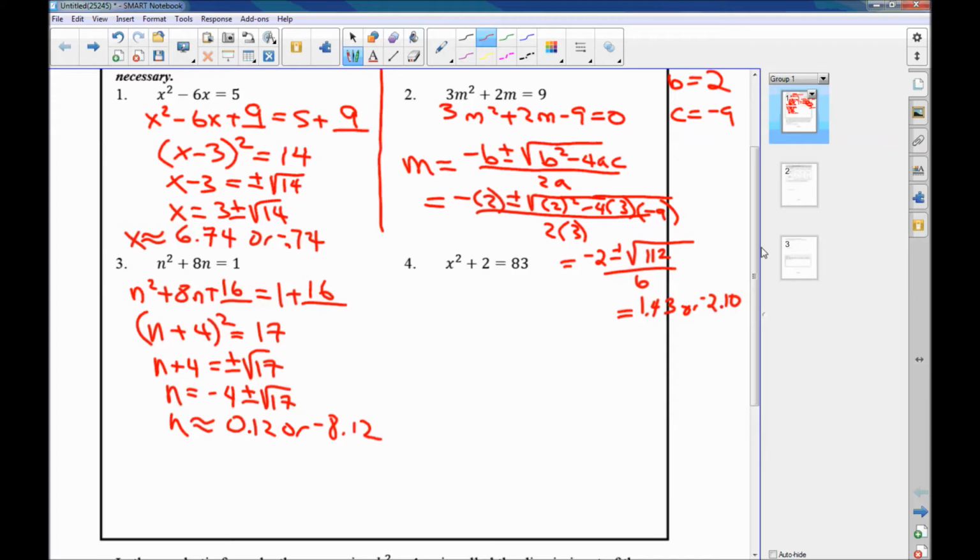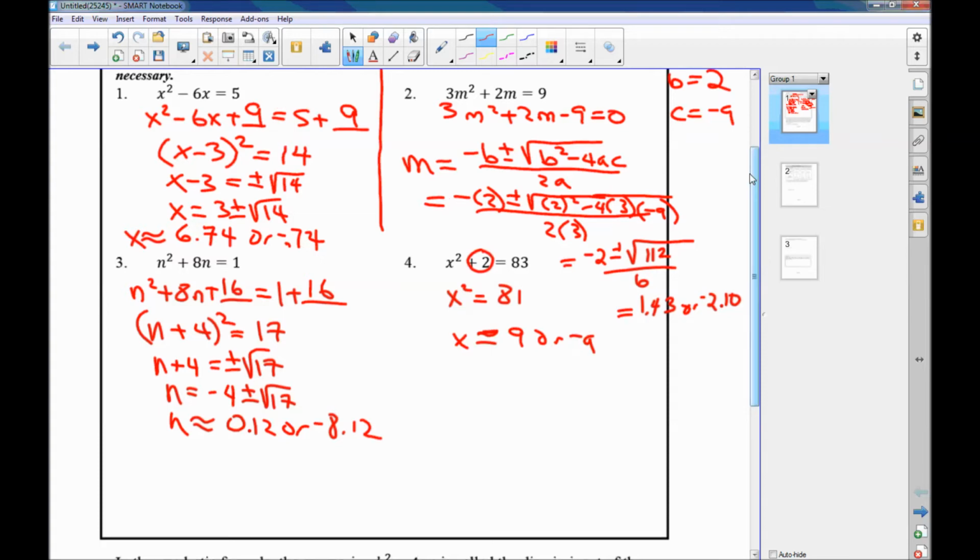All right. And then our last one, the b value is 0. It looks like it might be completing the square, but notice there's no x with this 2. So all I'm going to do is subtract 2 from both sides, and I'm going to get 81. And then I'm going to do square root, and the square root of 81 is exactly equal to 9 or negative 9. And you can write that answer as plus or minus 9 if you want to.